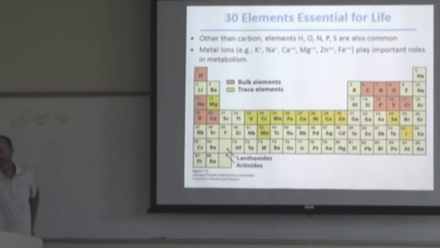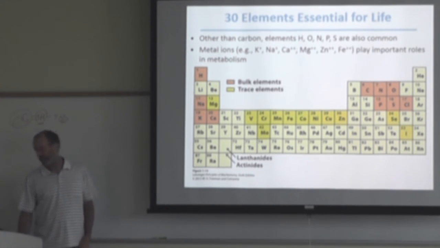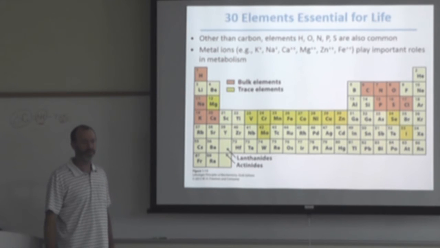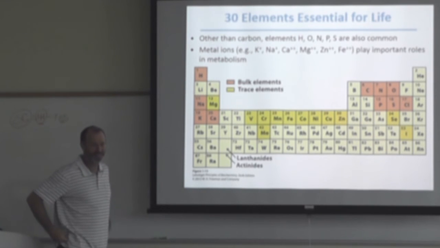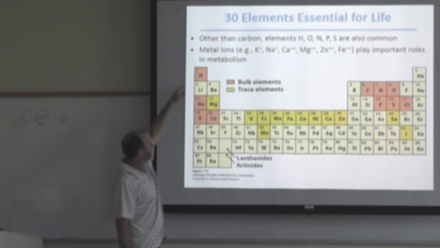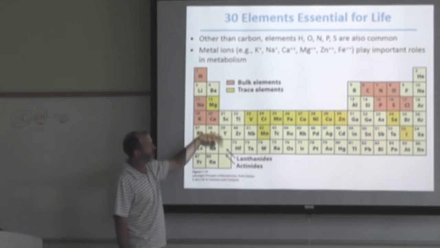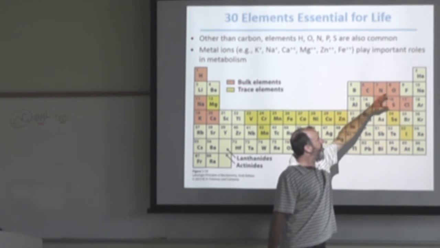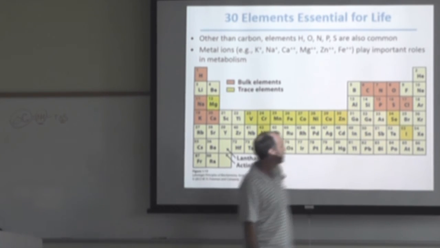And then there are 30 elements that are essential to life. Bulk elements are going to be hydrogen, nitrogen, potassium, calcium, phosphorus, sulfur, chlorine, oxygen, and of course carbon.